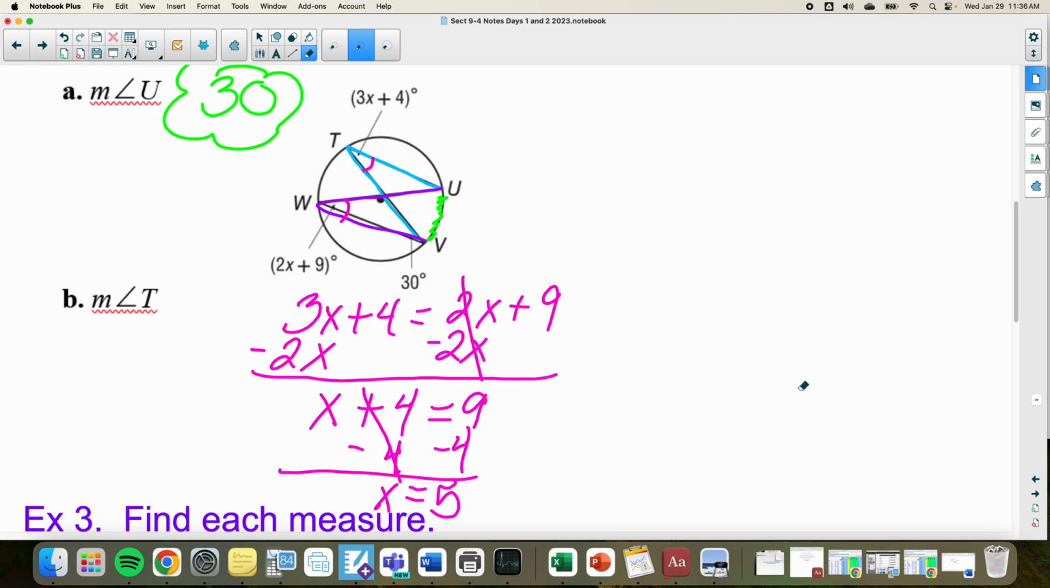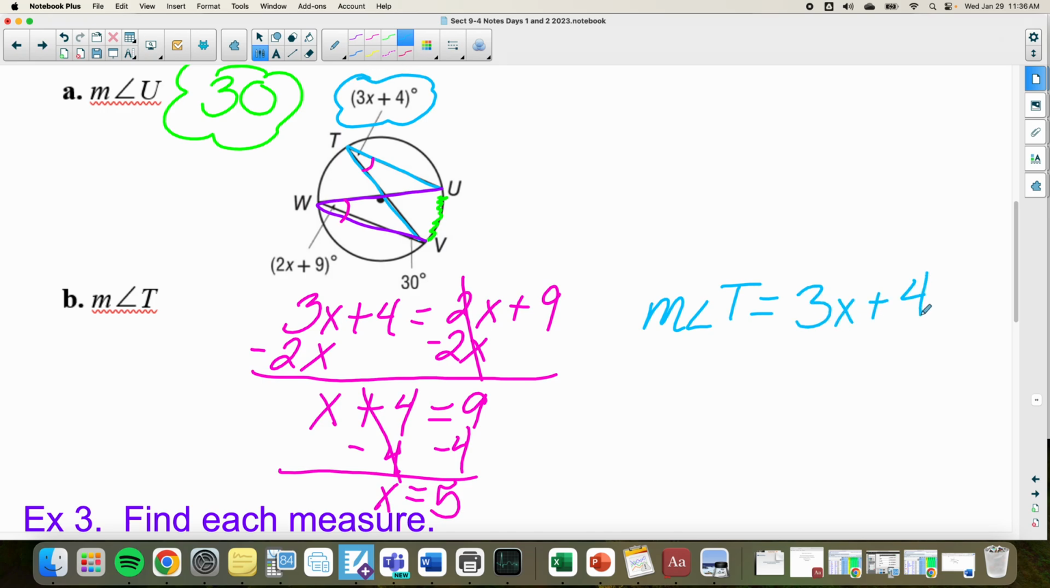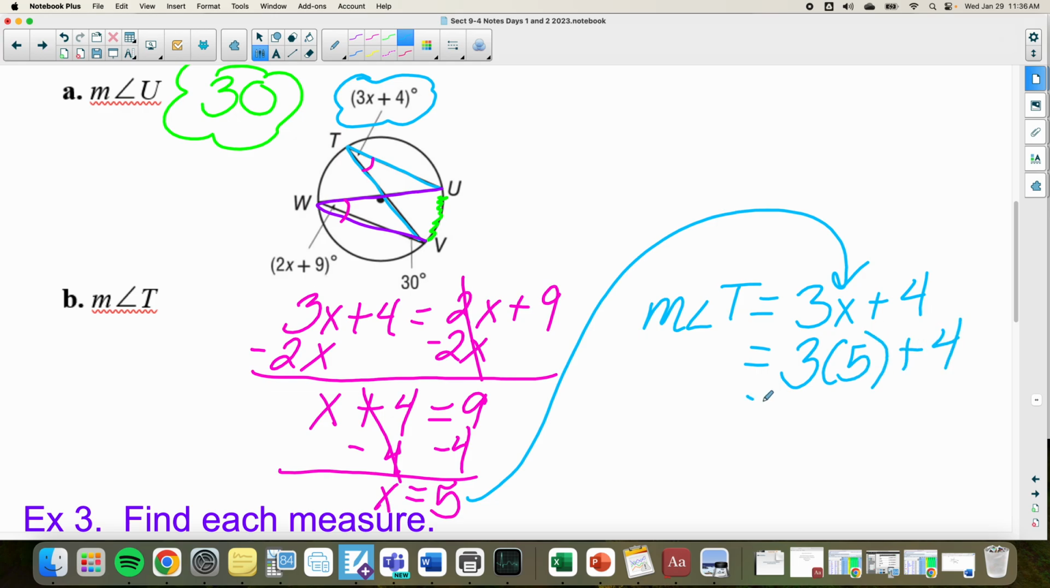What they want us to do in this one is find the measure of angle T. And the measure of angle T is right here. It is 3x plus 4. So I'm gonna take that 5 and put it in there. So 3 times 5 plus 4 is 19.